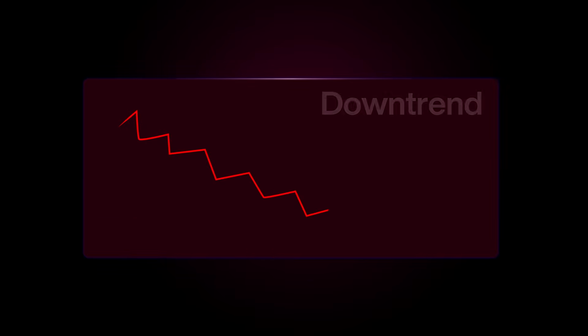So first of all, what exactly is a trend? A trend is defined by the market moving consistently in one direction. Higher highs and higher lows, that means an uptrend. Lower lows and lower highs, that means a downtrend.